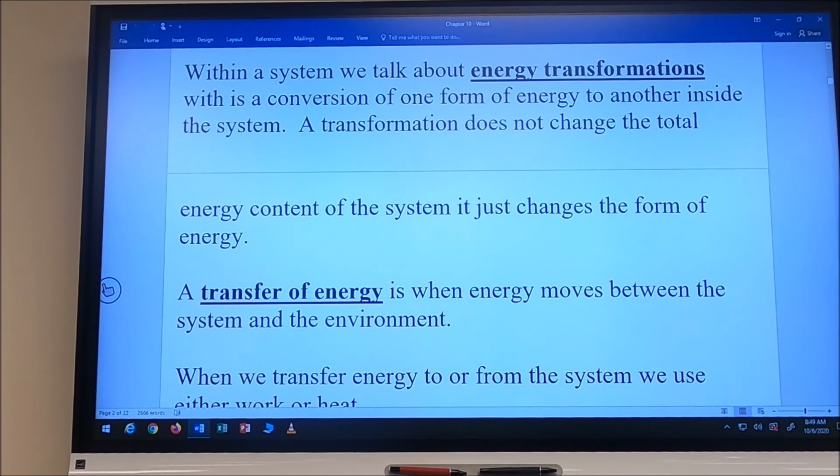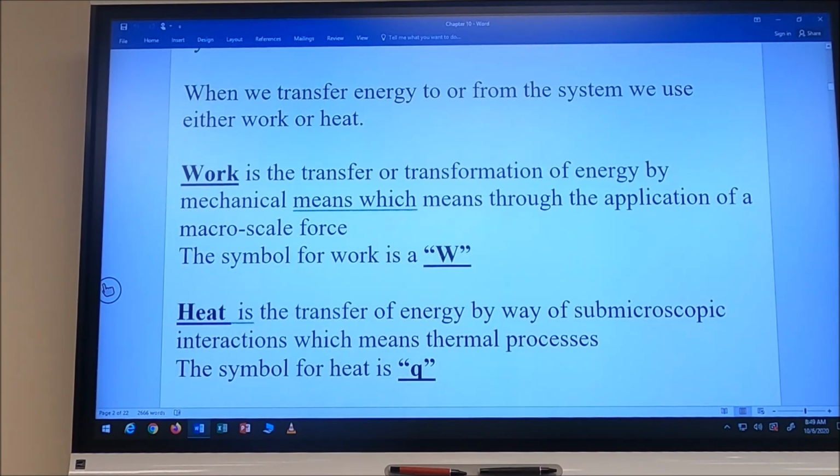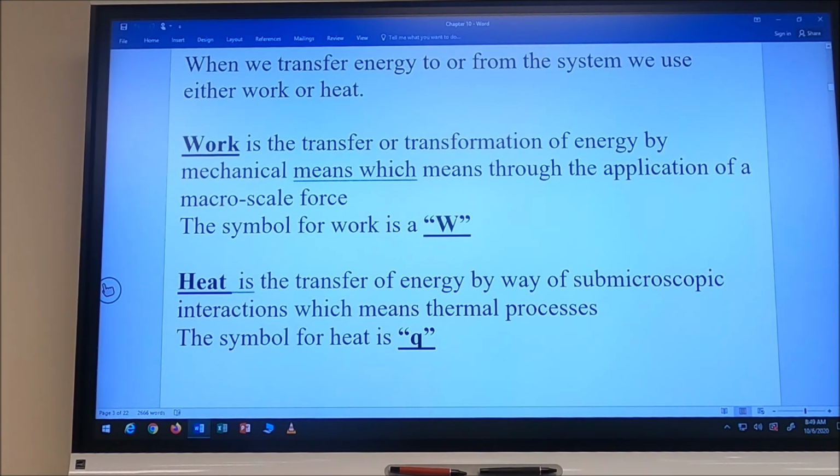Now that's going to be very important next semester when we talk about thermodynamics. This semester we'll just touch on it a little. When we transfer energy to or from the system, we're going to change the total energy content of the system. And when we talk about moving energy in and out of the system, we're going to talk about work, and we're going to talk about heat.